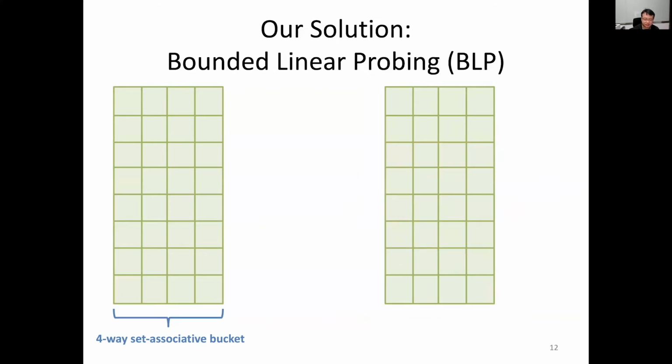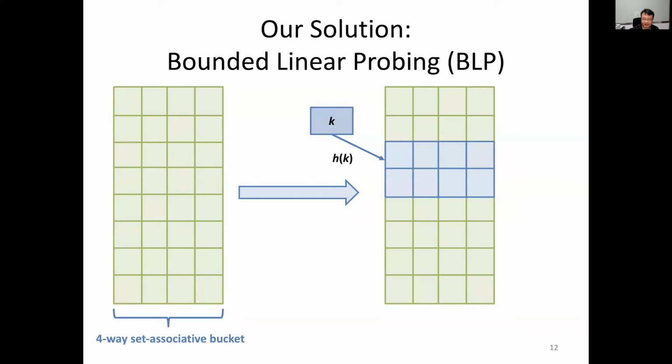To address this issue, we propose a new cache design called bounded linear probing, or BLP for short. It uses the same structure as the 4-way set-associative cache. To look up a key k in BLP, you use the single hash function h(k) to map it to a single bucket. Now, the difference between BLP and a simple 4-way set-associative cache is that instead of only allowing k to reside in h(k), we allow it to be spilled over to the next bucket.